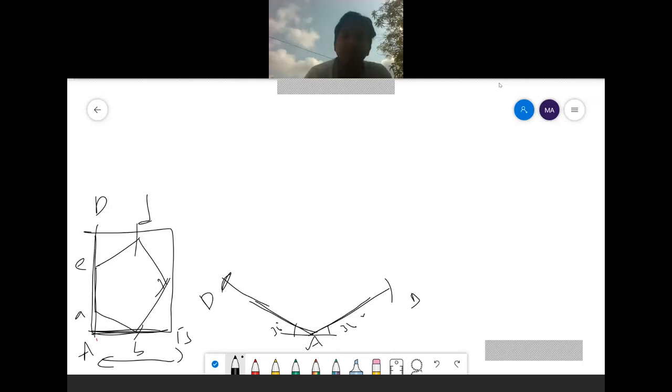Again, I will measure AB and cut from D. Again, I will measure AD and cut from B. Then I will join these two. Here you will get the point.